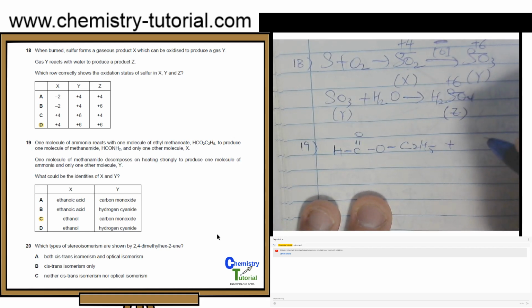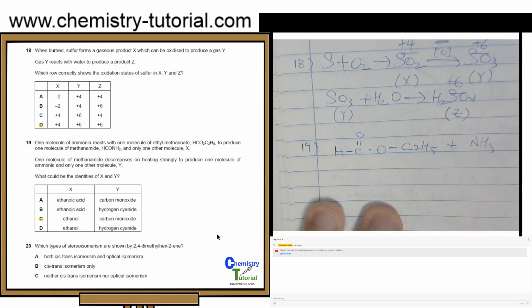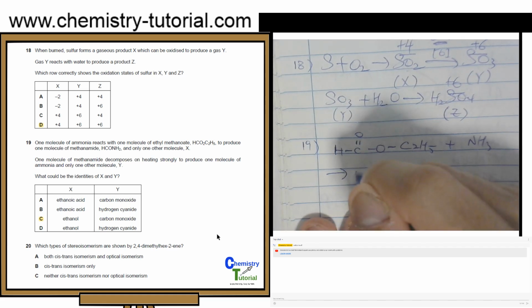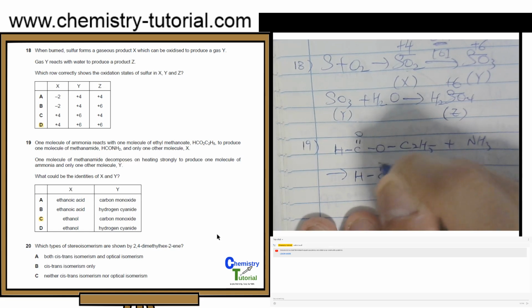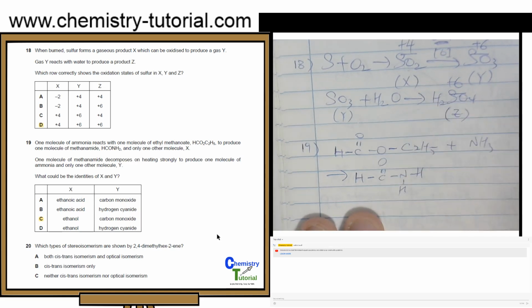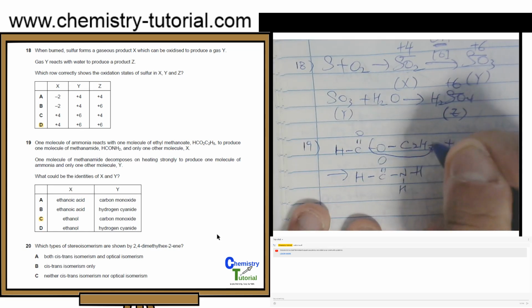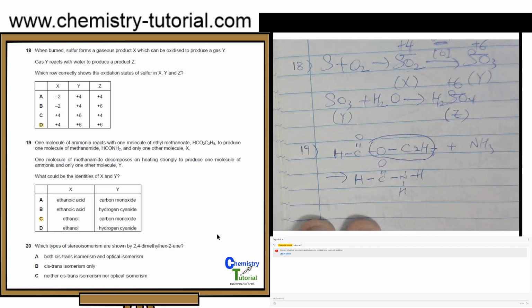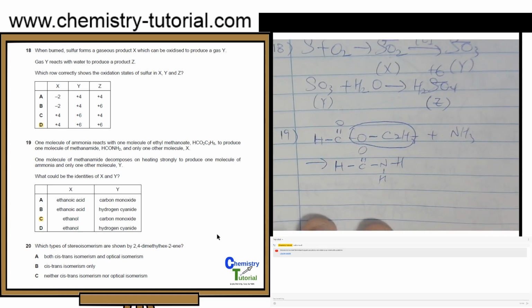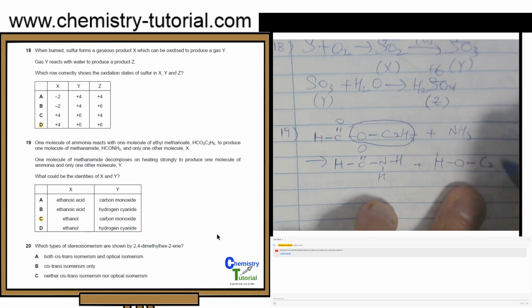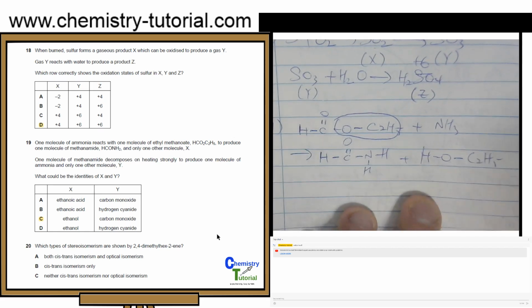Plus our ammonia. So what happens is that the product formed is HCO and H2. That was what the question asked us. So therefore, this portion has been removed. And you also lost an H as well. Therefore, X has to be ethanol because you have an H plus O, C2H5. This is our ethanol molecule.